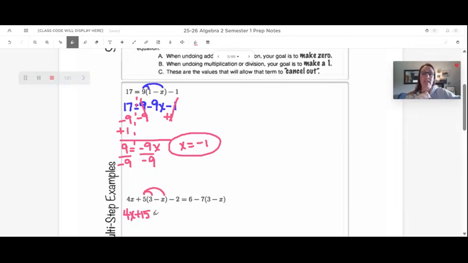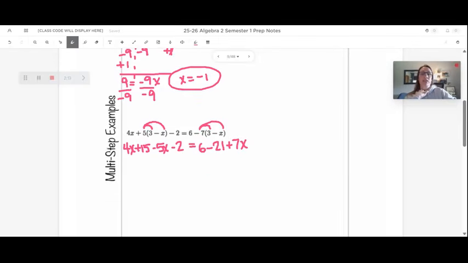And 5 times negative x is negative 5x. And we have a minus 2. So that's everything on the left-hand side. Okay, so everything stayed the same except the 5 that we distributed. And then on the right-hand side of the equal sign, we have a 6, and now we're going to distribute a negative 7 through. So that would be minus 21 plus 7x.